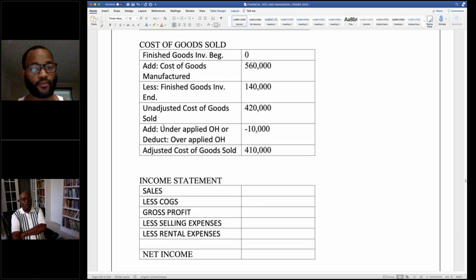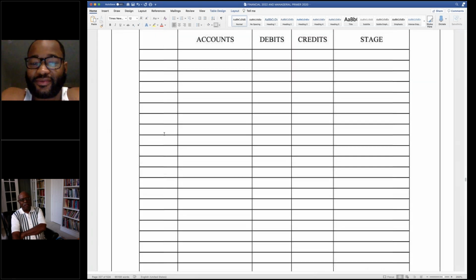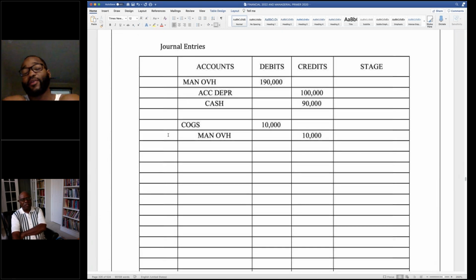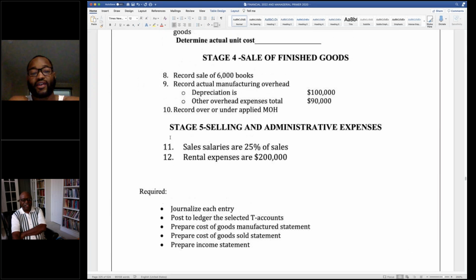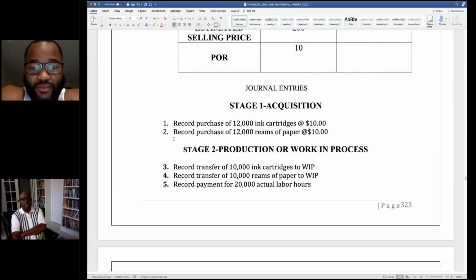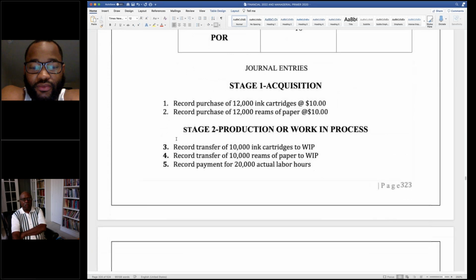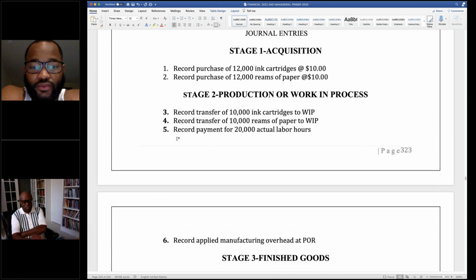So you're ready now, right? Yeah, let's do one more, just to make sure. We have time. Because you've got to go through this problem now and make these journal entries. Journal entries are by stage: the acquisition stage, the production or work in process stage, and the finished goods stage.